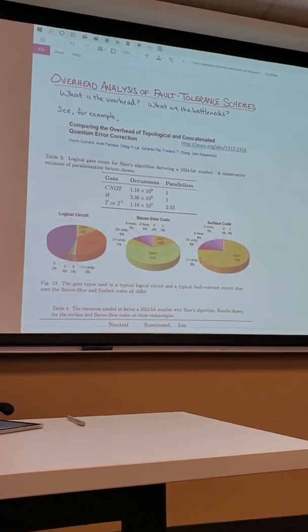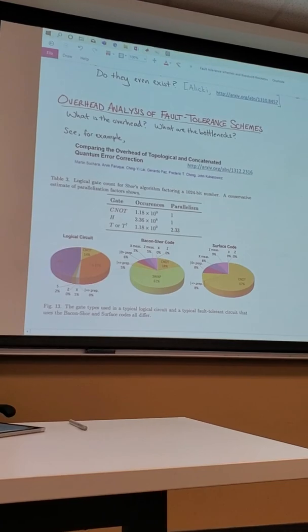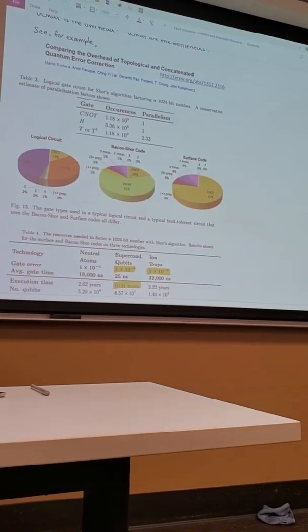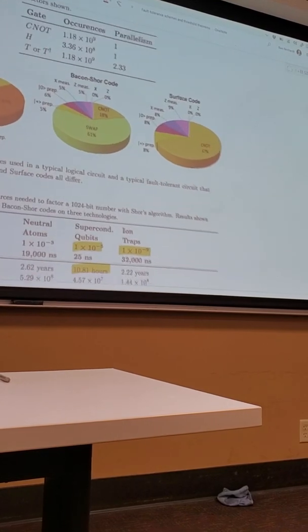When you analyze any of these schemes, you care about the threshold, how much noise it can tolerate. You also care about the overhead. And people have studied this, and there are lots of good papers that study it. Here's just one example.